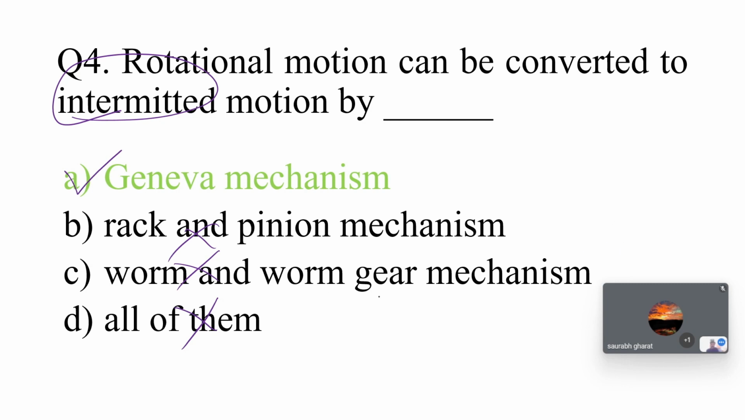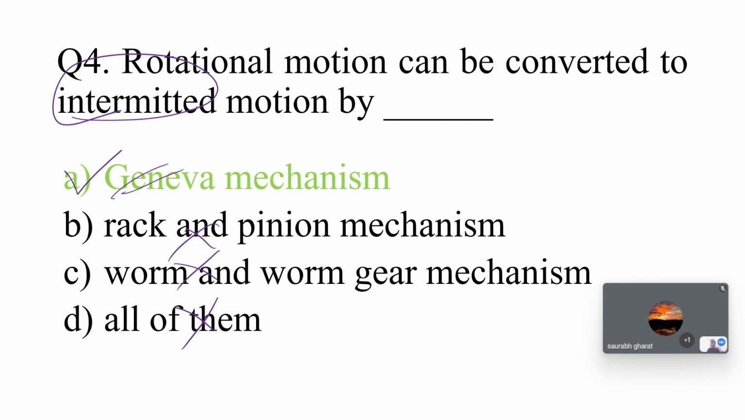Worm gear will be for the highest gear ratio, and reverse output is not possible here. In the case of a worm gear, the input is not transferred from the output to the input gear, so there is no reverse transmission. So these are the uses of worm gears. Intermittent motion is only given by the Geneva mechanism. So you know how the Geneva mechanism works. If the pin goes inside, for that time it will rotate. So you know this point.